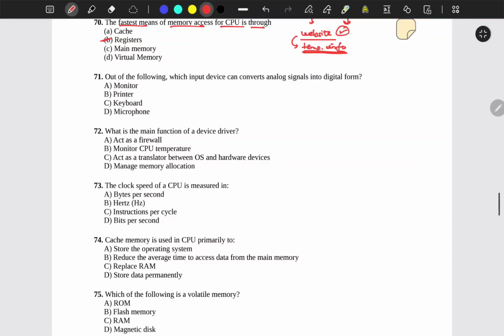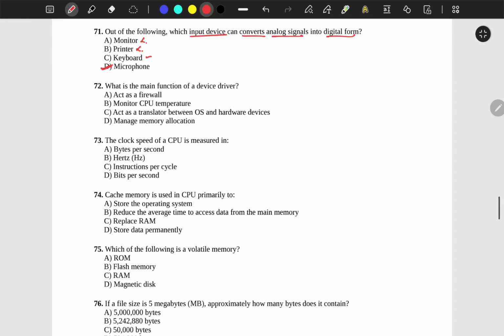Question 71. Out of the following, which input device converts analog signals to digital form? For an analog to digital input device, the monitor is out first, because this is an output device. Printer is also an output device. Keyboard and microphone remain. So the correct answer would be microphone. Analog, the way you speak to give instructions, whatever you say is in analog form. So it is converted into digital form.